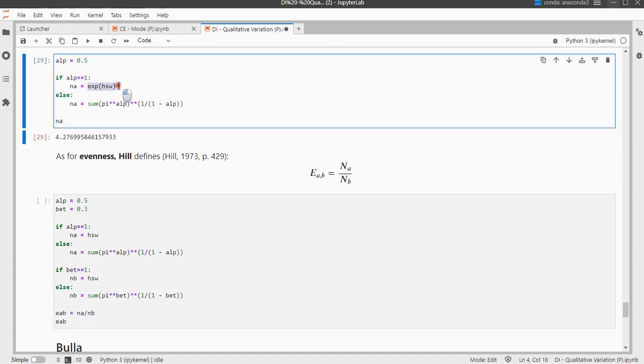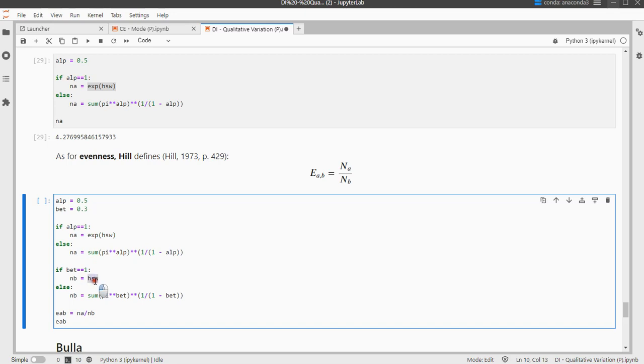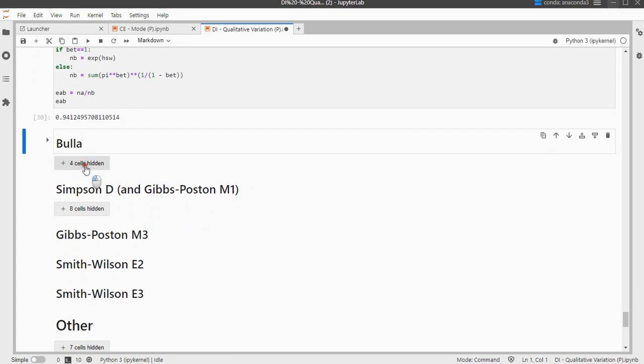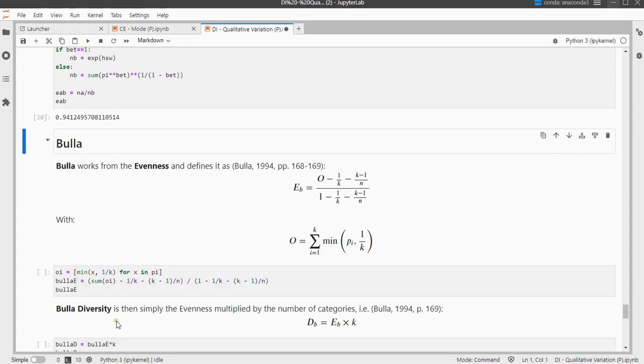So again, I need to adjust this one, and then you simply divide those two by each other. So then we have Bula, who actually have an evenness and a diversity measure. The evenness looks big, but most of this, the k we already have, the n we already have.